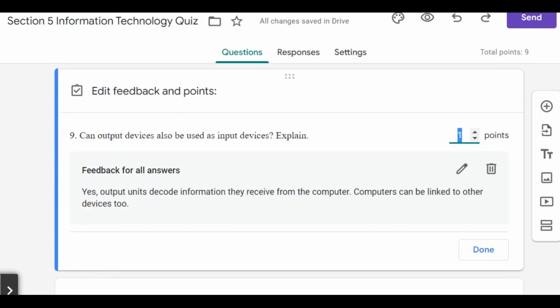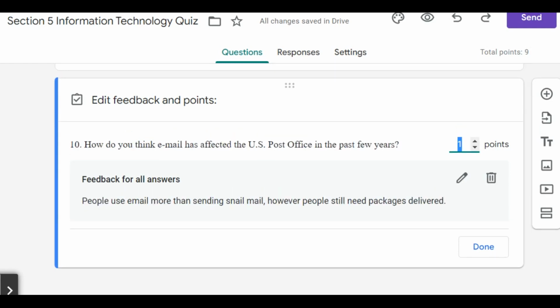Number 9, can output devices also be used as input devices? Yes. Output units decode information they receive from the computer. Computers can be linked to other devices too. Number 10, how do you think email has affected the U.S. Post Office in the past few years? People use email more than sending snail mail. However, people still need packages delivered.